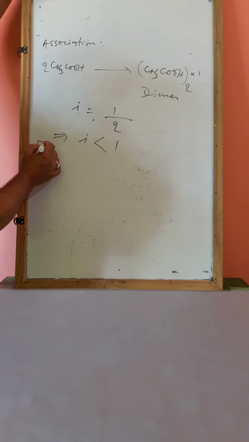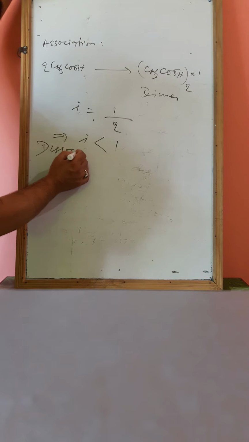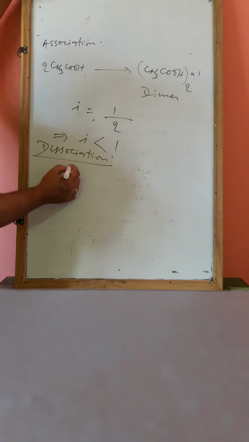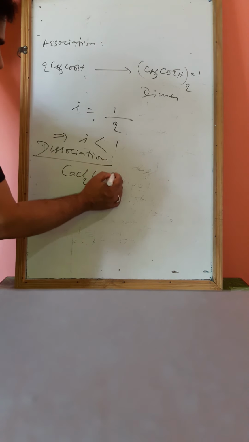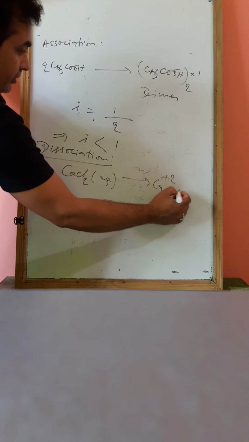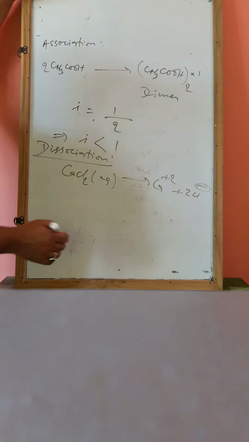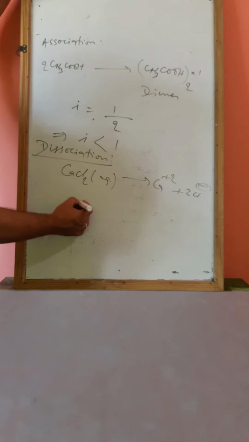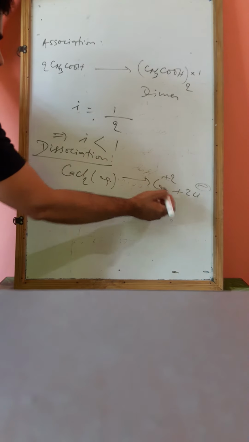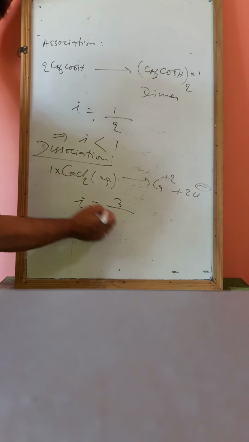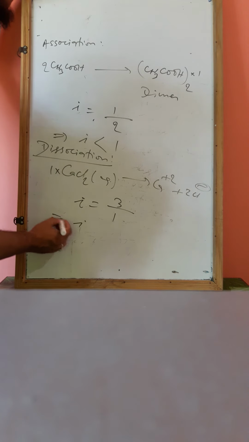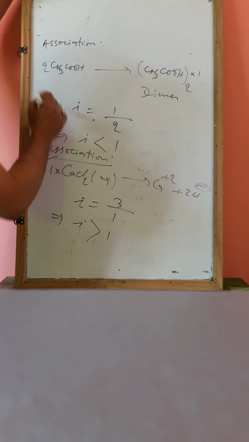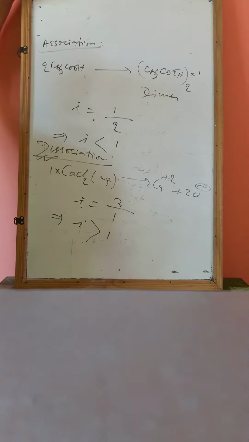In case of dissociation, for example, CaCl2 aqueous is converted to Ca2+ and 2Cl- aqueous. So i can be calculated: i is equal to 2 plus 1, 3 by 1. Therefore i is greater than 1. It is a case of dissociation, and the earlier one is a case of association.